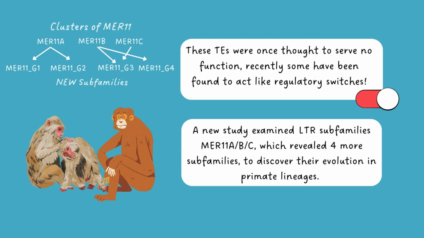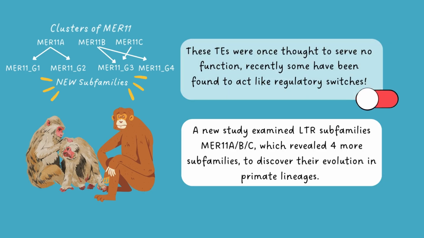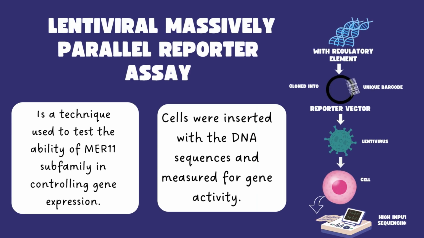A new study examined LTR subfamilies MER11ABC, which revealed 4 more new subfamilies seen on the side here, to discover their evolution in primate lineages. Lentiviral massively parallel reporter assay, which was used in the study, is a technique used to test the ability of MER11 subfamilies in controlling gene expression. Essentially, cells were inserted with DNA sequences and then measured for gene activity.